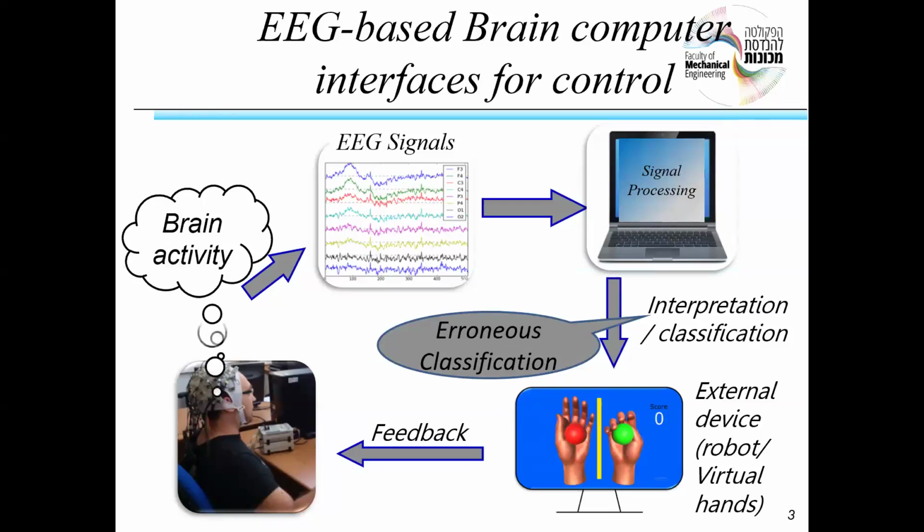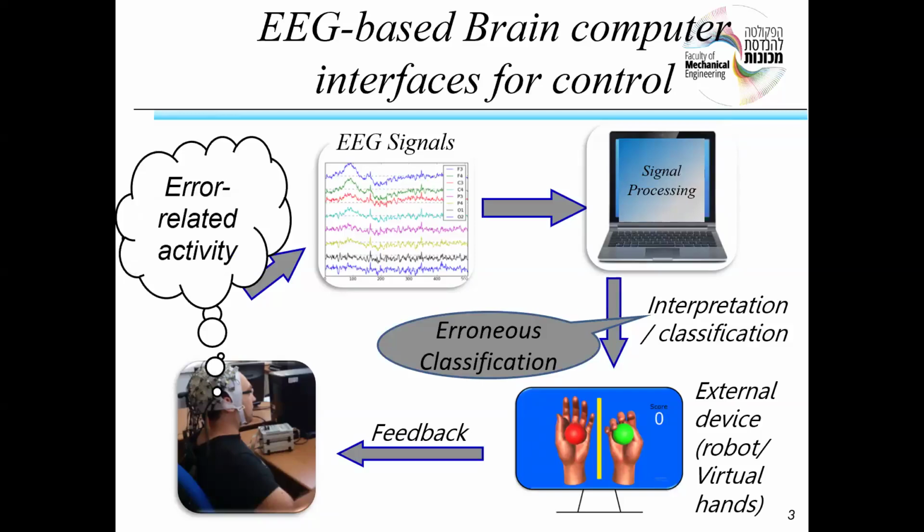The method that we're approaching is to use the fact that when the person sees the device that he controls do something different, there is an error activity in the brain. We are processing this error activity in the brain, and we can detect what's known as error-related potentials. Once we have those error-related potentials, we understand that what we did was wrong. And the main point that we're trying to do is understand what is the right thing to do.